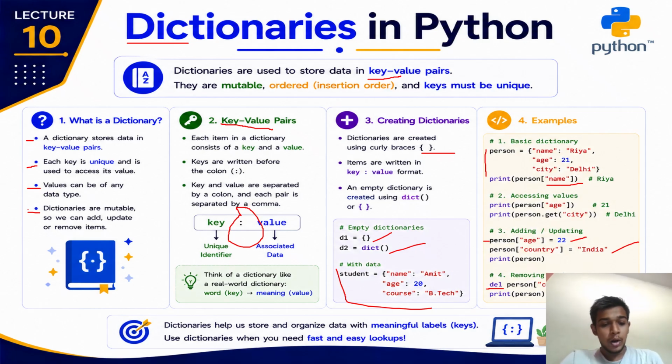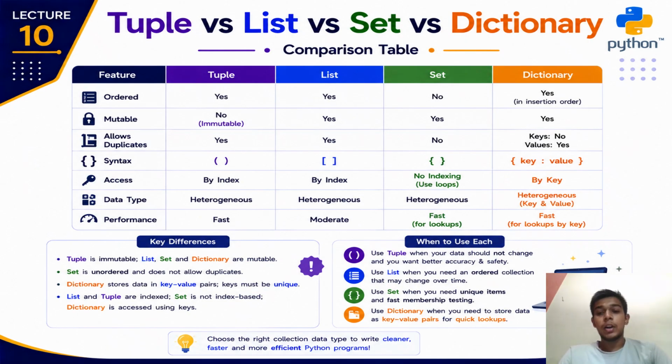Now, moving on to our next slide. Now that we have learned about list, tuple, sets, and dictionaries, let's compare all of them together. This comparison will help you understand which collection should be used in different situations. Many beginners get confused because all four can store multiple values, but each one has its own purpose. Let's compare them one by one.